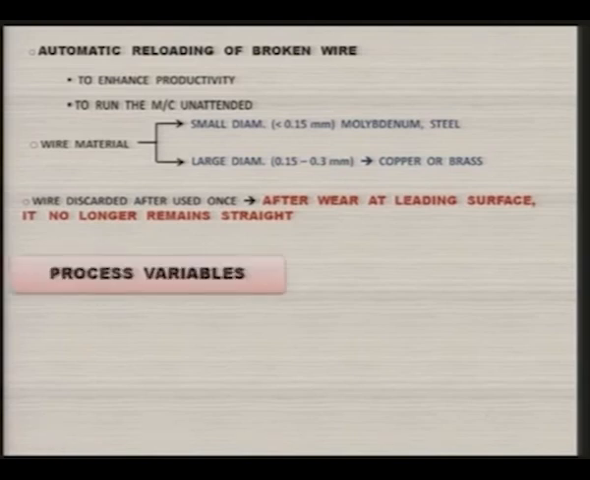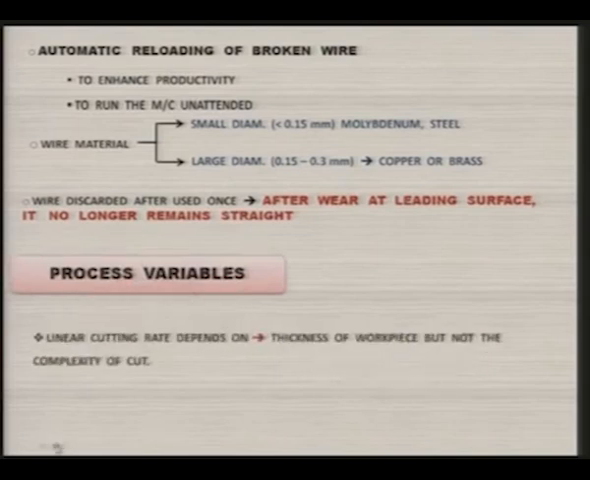There are various process variables in the wire EDM process. Linear cutting rate depends on the thickness of the workpiece, but not the complexity of the cut. Complexity of the cut does not affect the cutting rate, but thickness of the workpiece does make a difference. Highest wire speed is normally 40 millimeter per second, which is quite high.